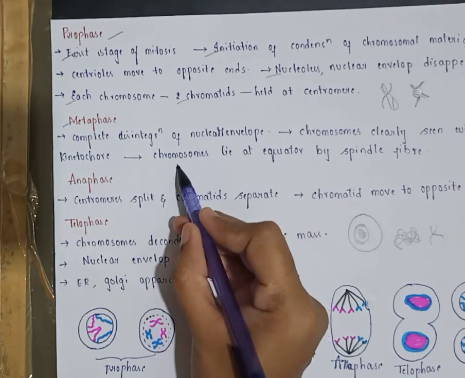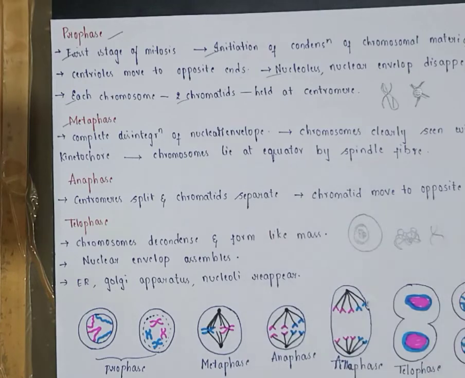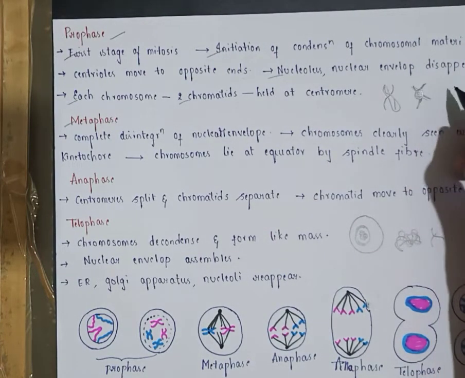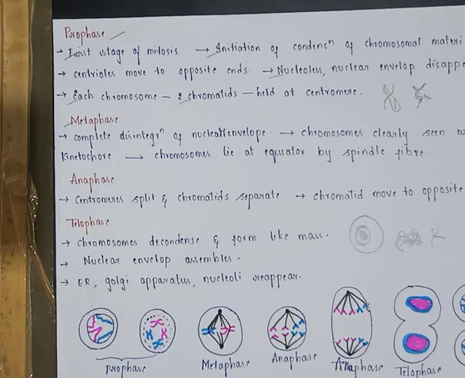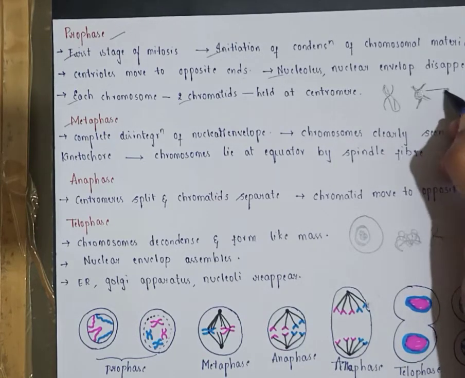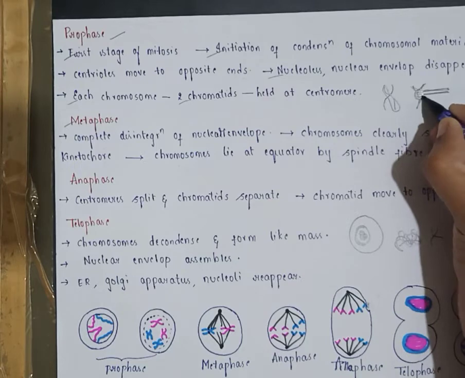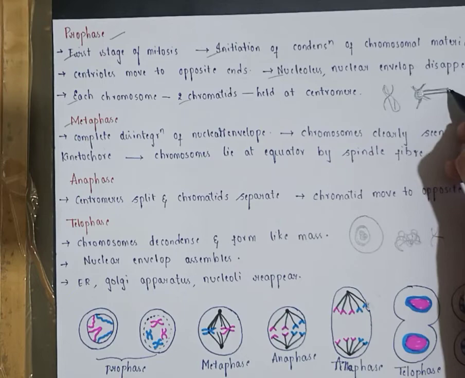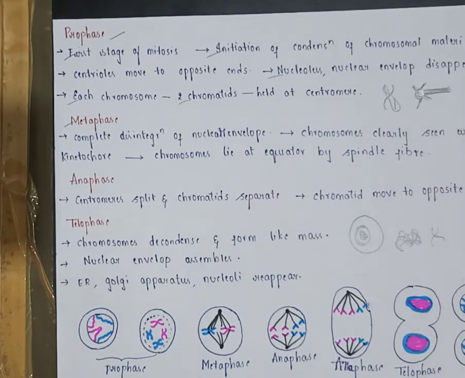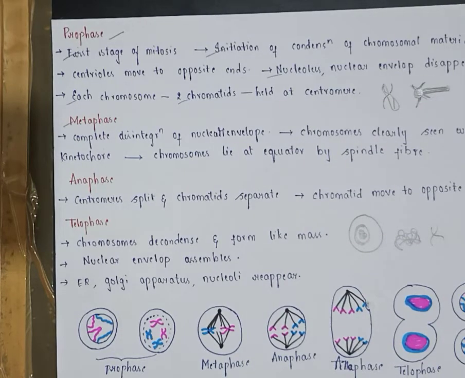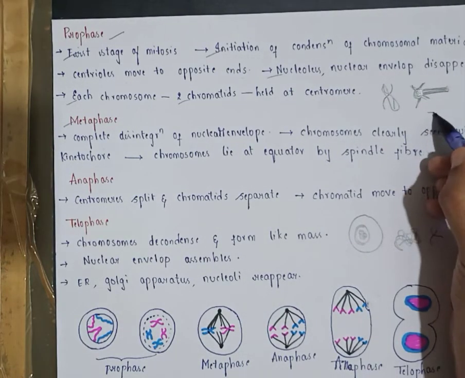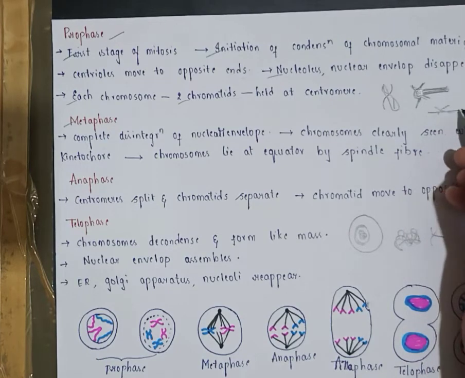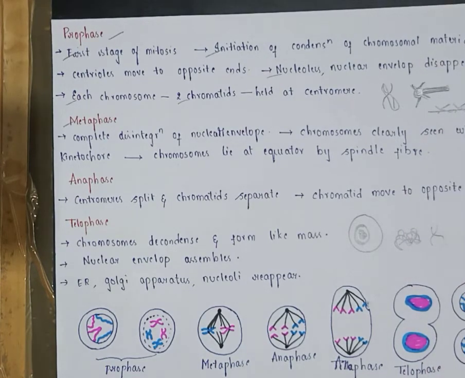The next point is that chromosomes lie at the equator by spindle fibers. See, this is a chromosome. During the metaphase, the spindle fibers from the opposite ends attach near the kinetochore. So the kinetochore is useful for the attachment of the spindle apparatus. The spindle fibers come from the centrioles and attach to the kinetochore. All the chromosomes lie in the same plane. Equatorial plane means all the chromosomes lie in one plane. These are the events that occur in metaphase.